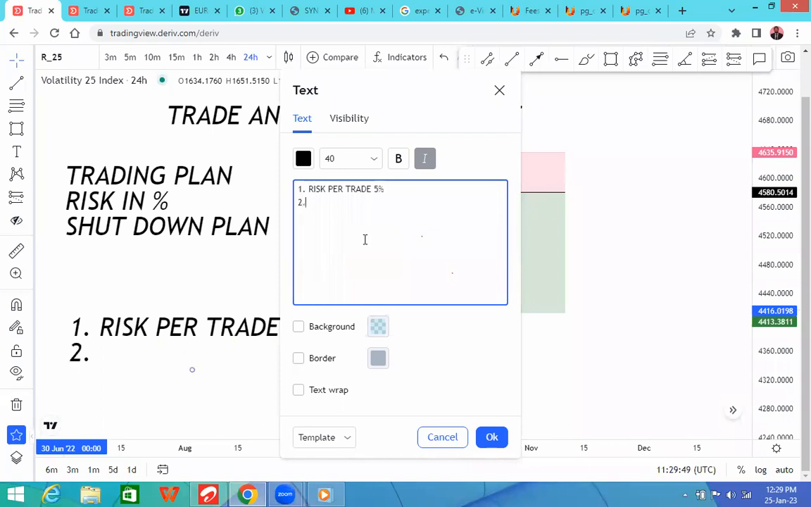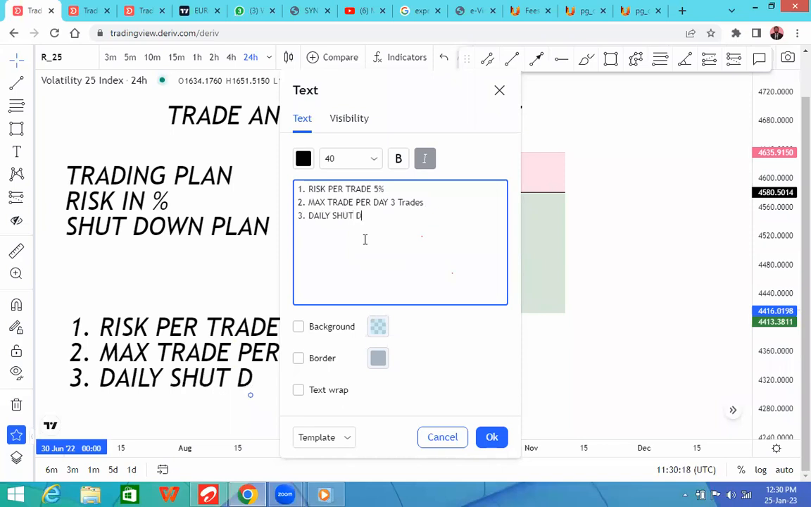Number two, what is the maximum trade that you take per day? Maximum trade per day. For me, I take 3 trades. That's what I say for me. Number three, what is your daily shutdown? For me, it's 15%.